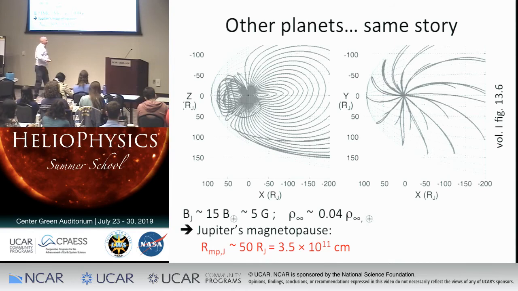And that's really because the solar wind ram pressure has fallen by a whole lot. The magnetic field of Jupiter is bigger, you know, we can't forget that. But the ram pressure has fallen off by a factor of 25. So it's squishy, but it's not being squished very much.